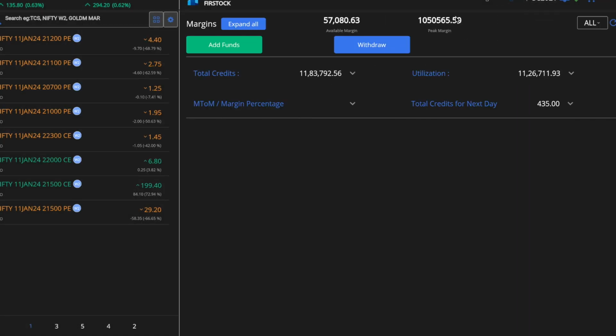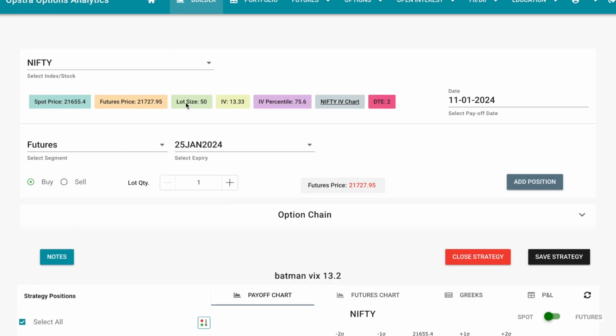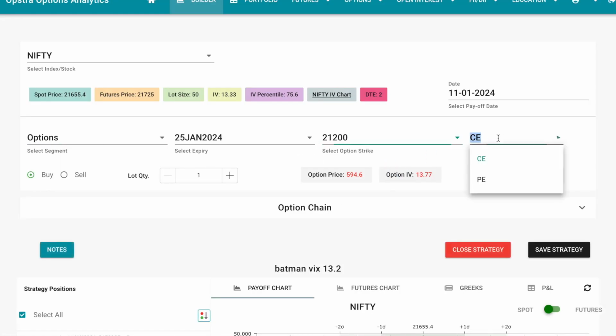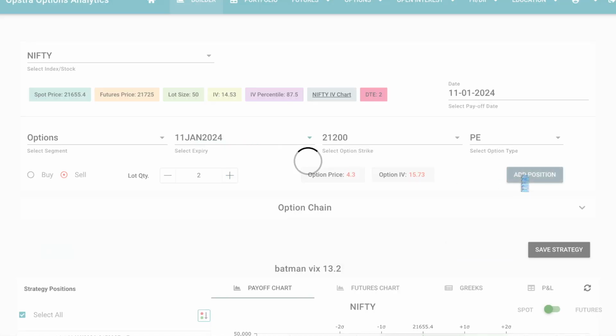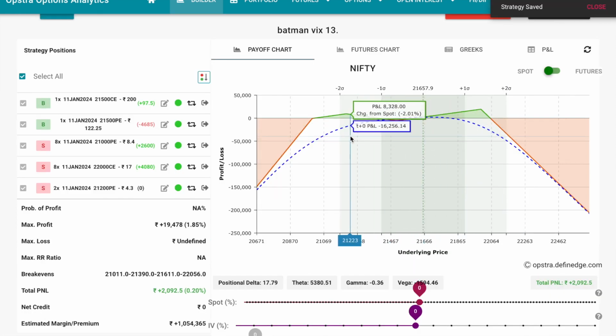Now let's just check out the margins as 57, and that is a decent margin. And 21,200 at 4.35. Let's just check this out. 21,200. Okay. PE, it is sell, and this is of 11th January. Okay, so this PE, you can save the strategy. This is what it looks like.